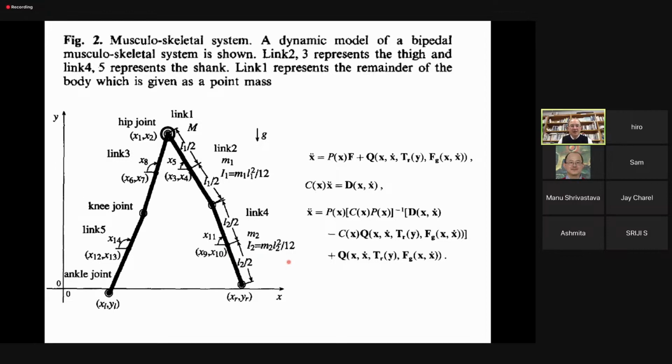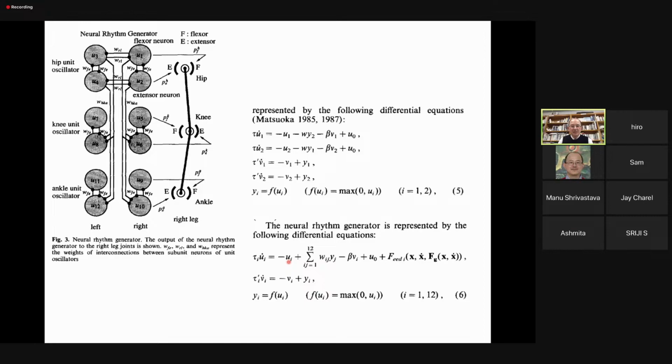It is nice. And he was also inspired by Professor Matsuoka of the Kyushu Institute of Technology, Kyutech. He proposed such a nonlinear oscillator in this very simple form. It generates the CPG, and the hip, knee, and ankle are coordinated synchronously. That's why this behaves naturally.